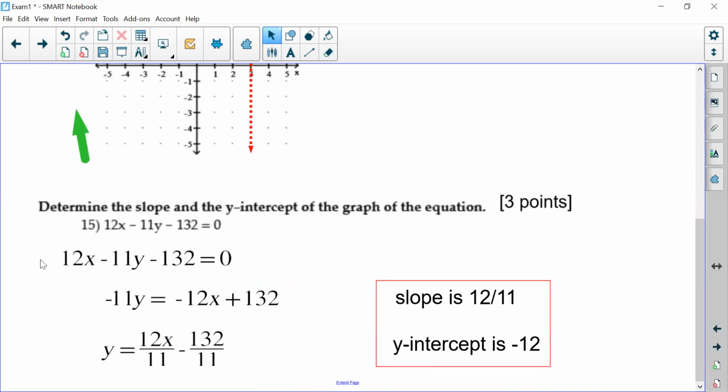Number 15, determine the slope and the y-intercept. So make sure to answer the question. You have to find the slope and the y-intercept. So here are my answers. The slope is 12/11, the y-intercept is -12. And all this is work supporting it. The way I did it was to take this equation and solve for y. So I subtracted 12x, added 132, divided everything by -11. The negatives cancel out. 132 divided by 11 gives you that -12.